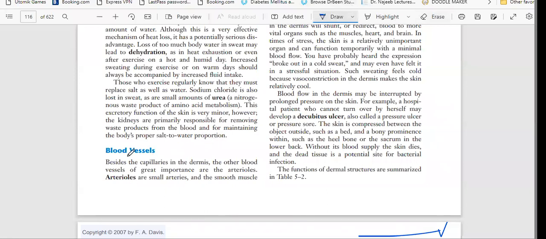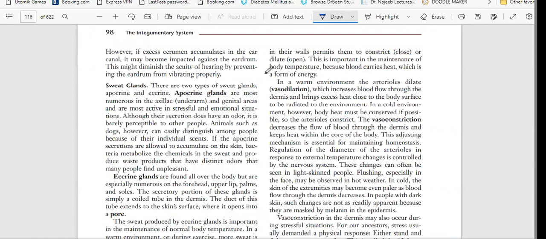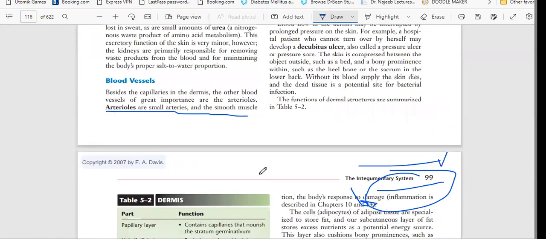dermis. Okay. Beside the capillaries in the dermis, the other blood vessels of great importance are arterioles. Okay, arterioles are small arteries, and the smooth muscle in their walls permits them to constrict or dilate. So basically, the end part of the arteries are called arterioles, means small arteries. This is the large artery aorta. Then we have the sub branch here. Okay, then we have the small branch, and we have a mild small branch. So this end part of artery is called arterioles.